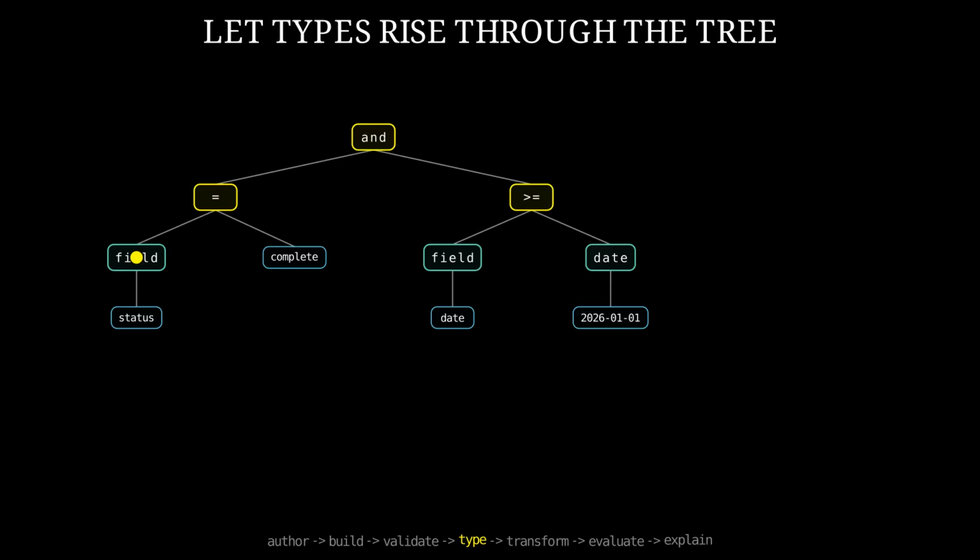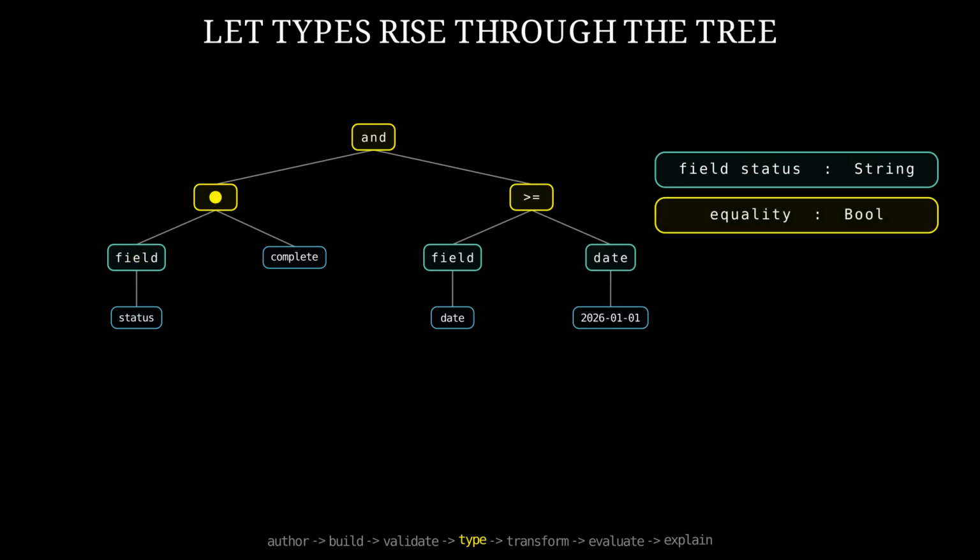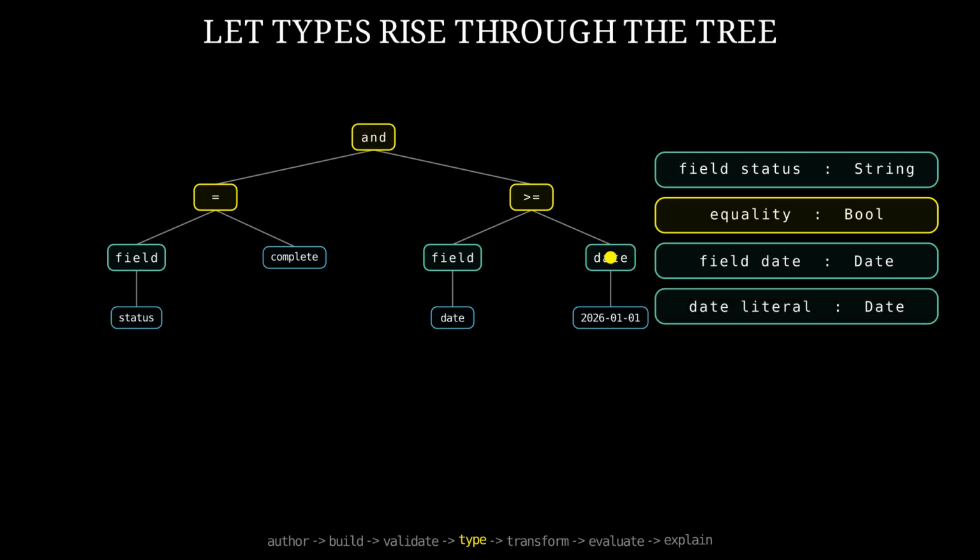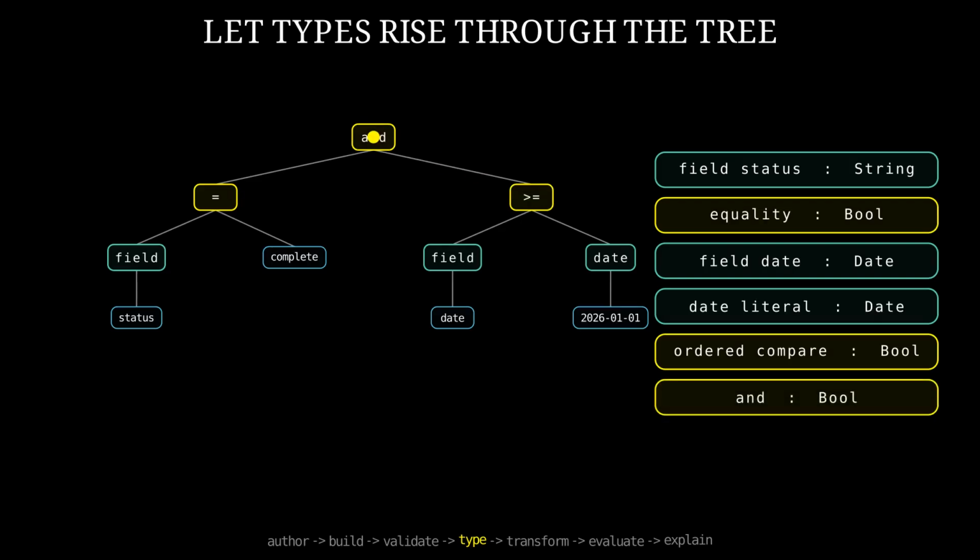Where determines the row environment for its predicate. Field status is a string, and the literal complete is a string, so equality returns a Boolean. Field date is a date. The constructed cutoff is also a date, so ordered comparison returns a Boolean, and combines the two Booleans into one Boolean. That is exactly the condition shape where requires. Every connection has become a checkable claim.